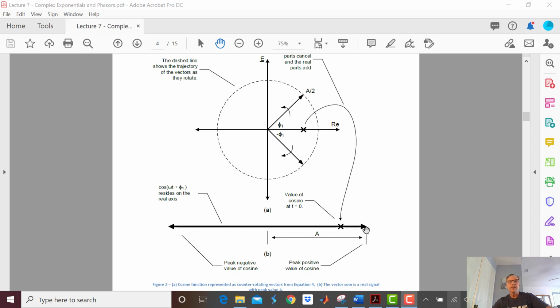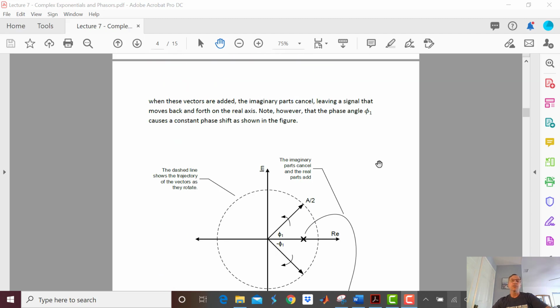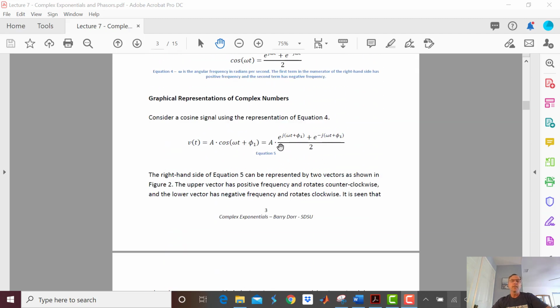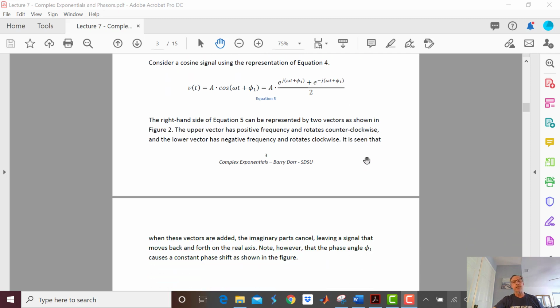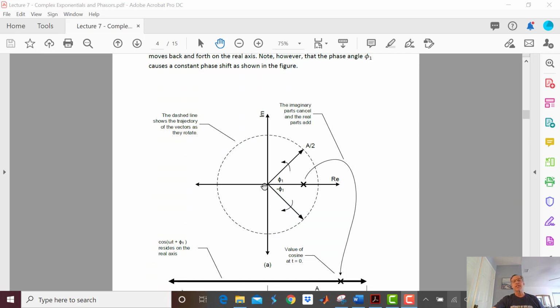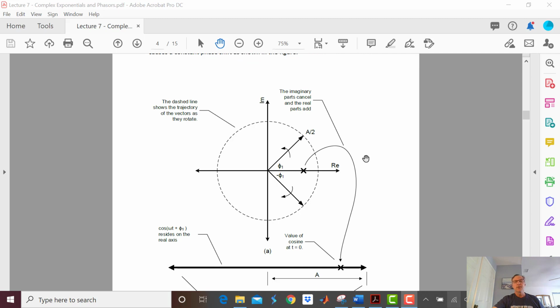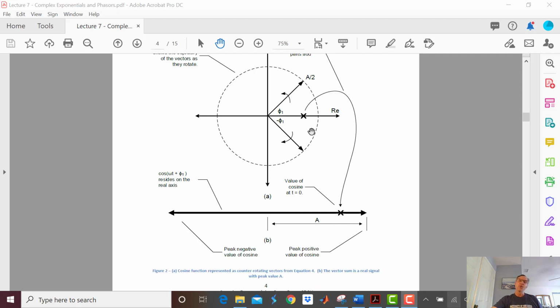And here it is. At time equals 0, this vector was at angle phi1, and this vector was at angle negative phi1. So that means that here's my phi1, this is showing time equals 0. Well, check it out, look at that. We just accounted for the phase shift in that cosine.